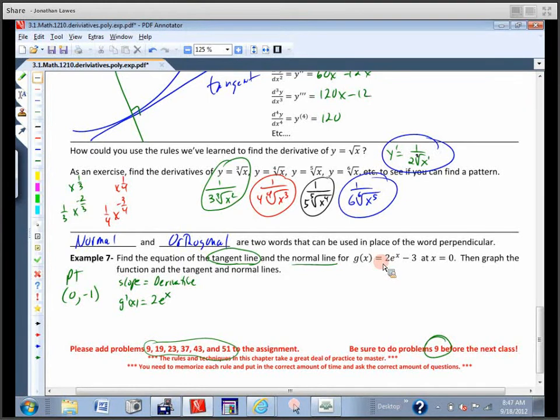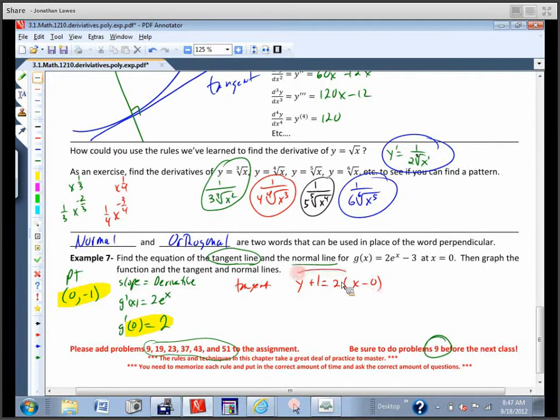So g prime of x is, let's see, what's the derivative of 2e to the x minus 3? 2e to the x. Derivative of the exponential function is the exponential itself. It's got a constant out front. We use the constant multiple rule. It just hangs around there, multiplies by the derivative after we get that. And the derivative of a constant is 0. So here's the function that will give us the slope. We want to find g prime of 0. And what is g prime of 0? g prime of 0 is 2.